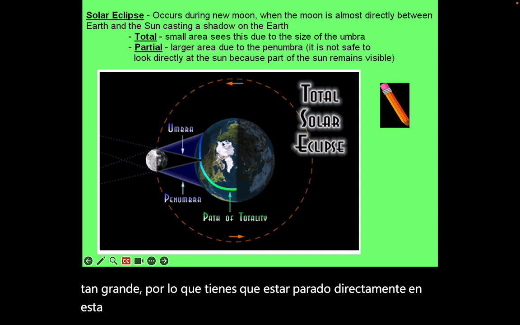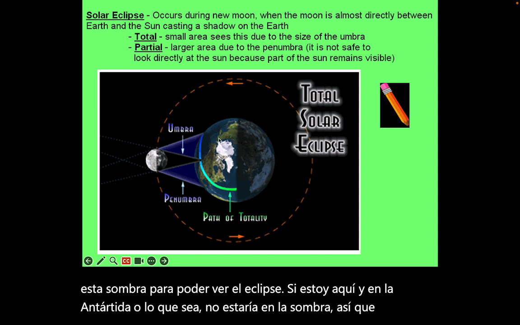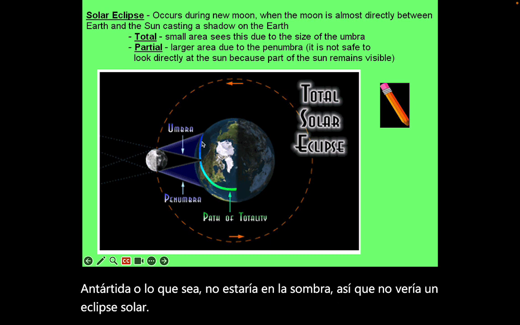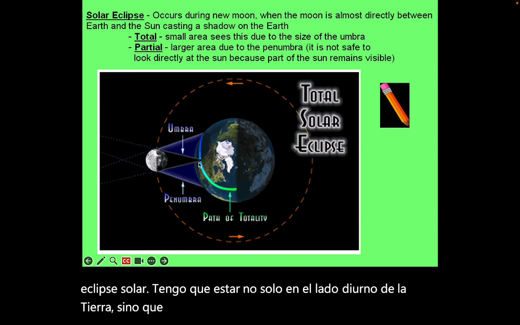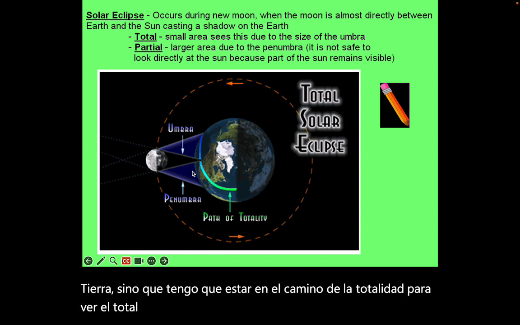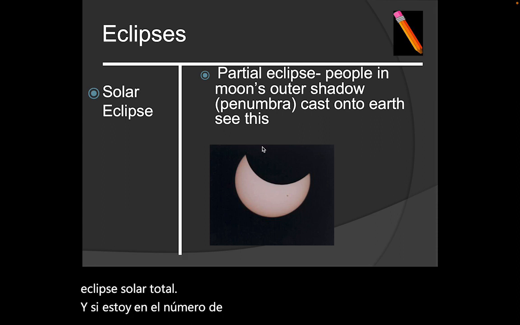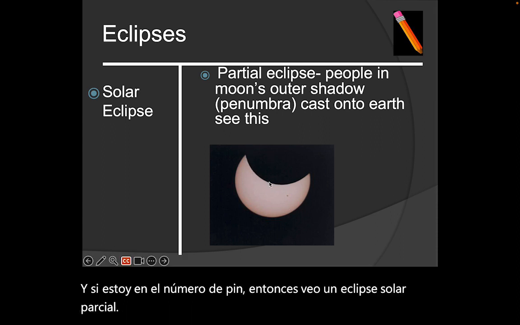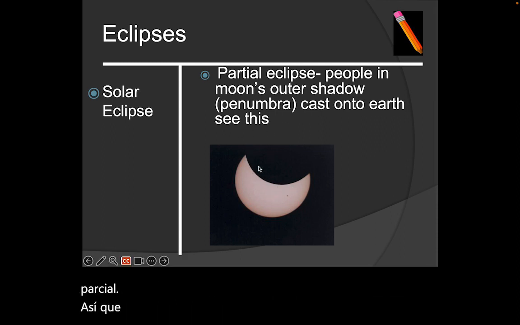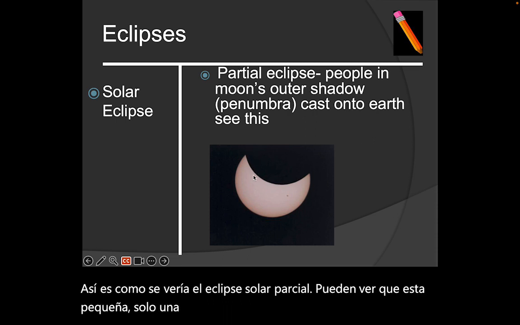If I'm over here in Antarctica or whatever that is, I would not be in the shadow, so I would not see a solar eclipse. I have to be not only on the daytime side of Earth, but I have to be in the path of totality to see the total solar eclipse. And if I'm in the penumbra, then I see a partial solar eclipse. So this is what the partial solar eclipse would look like. You can see that just a little part of it is blocked out.